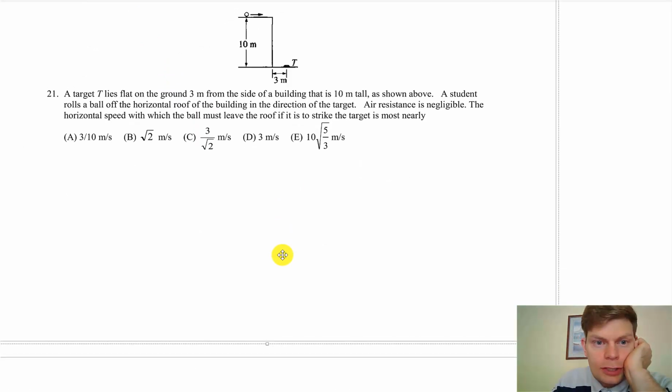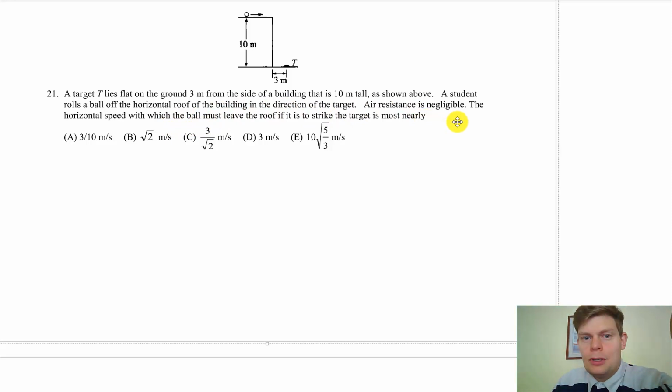So we can get this sucker done. We've got a target T lying flat on the ground 3 meters from the side of the building that is 10 meters tall, as shown above. A student rolls a ball off the horizontal roof of the building in the direction of the target. Air resistance is negligible. The horizontal speed with which the ball must leave the roof, in order to hit the target, is most nearly?